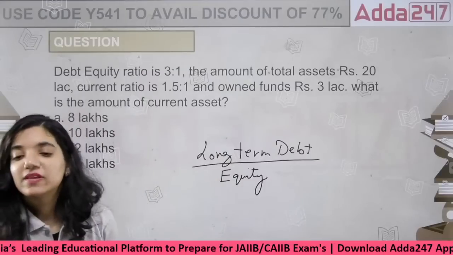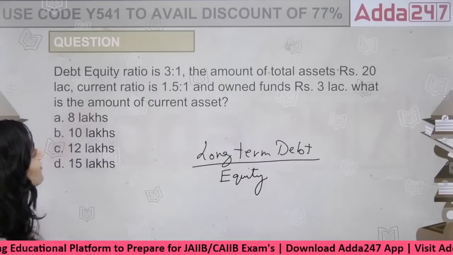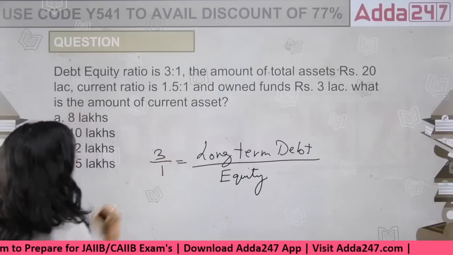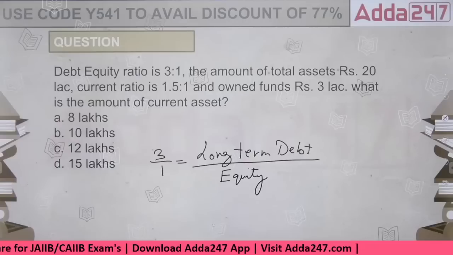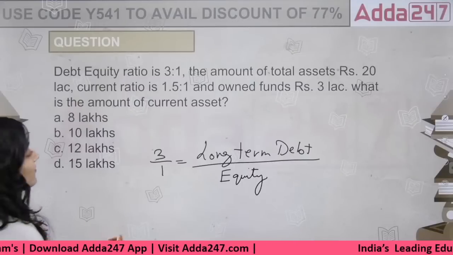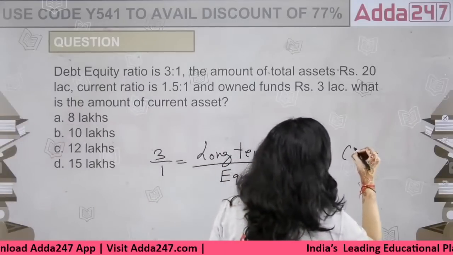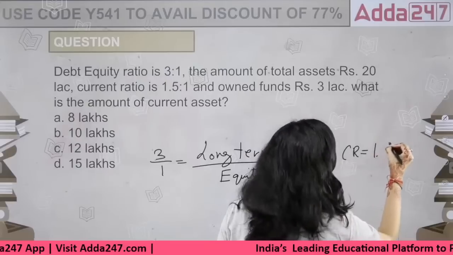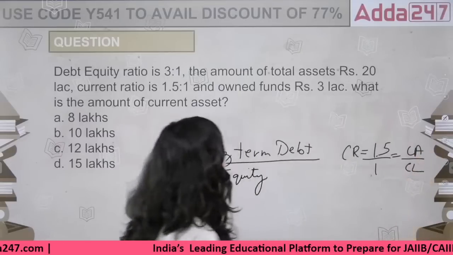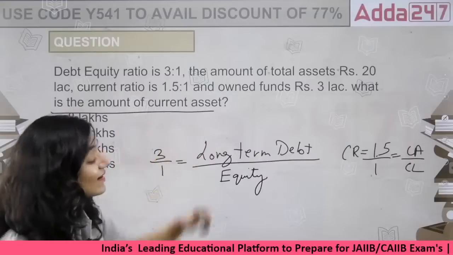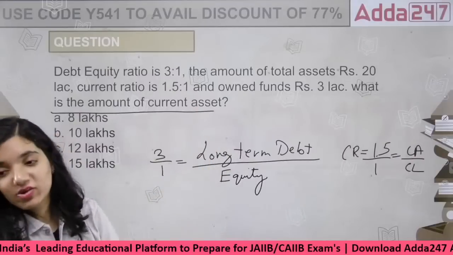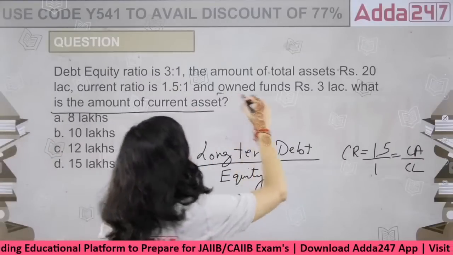Right? So when we talk about this, what will happen? The amount is given. We have the total long term debt upon equity is 3/1. The total assets is of rupees 20 lakhs. The current ratio is 1.5:1. So I'm writing it here that current ratio is equal to 1.5 divided by 1, which is equal to CA upon CL. And the question says what is the amount of the current assets? A weird question because they have given a part of it, not the entire question.